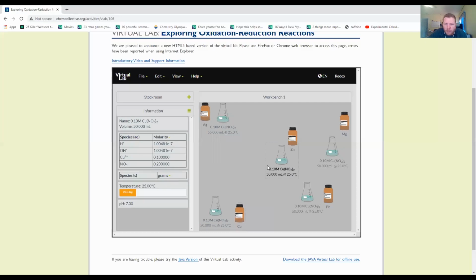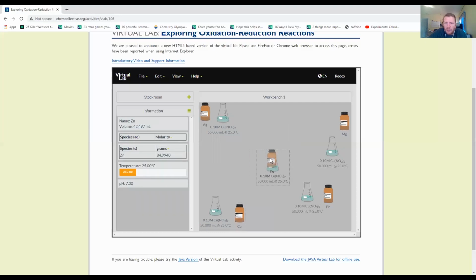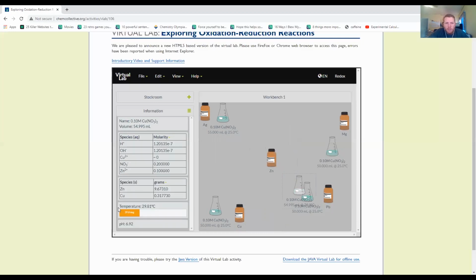What I'm going to do is add zinc to a copper nitrate solution. Again, 10 grams, pour. Oh, look at that. The temperature of my solution went up to 29.04, or 24.09 degrees Celsius. So that suggests that zinc is oxidized by copper.